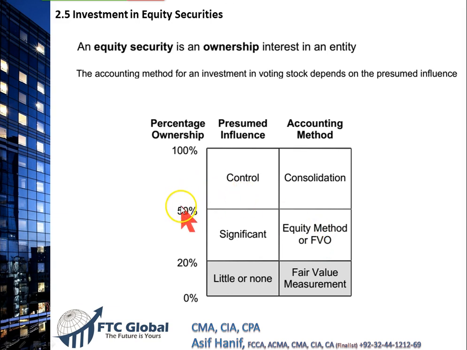And then if your investment is between 50 to 100%, it means you exercise control. Holding more than 50% stock in any company means you exercise control. In this case, the accounting treatment is consolidation. That will be discussed in 2.9. So this is 2.5. This is 2.6. 2.7 is a separate topic called investment in debt securities, and then 2.8 is consolidation. We'll discuss as we proceed. Okay, makes sense. Now we are right at this point where our investment is between 0 to 20%.